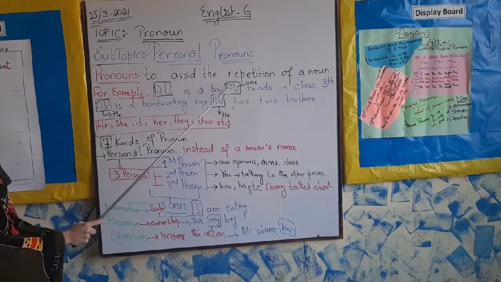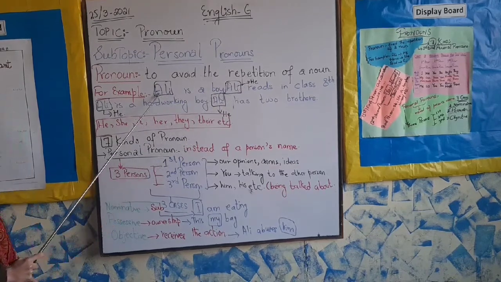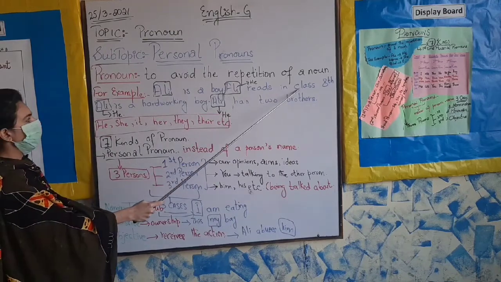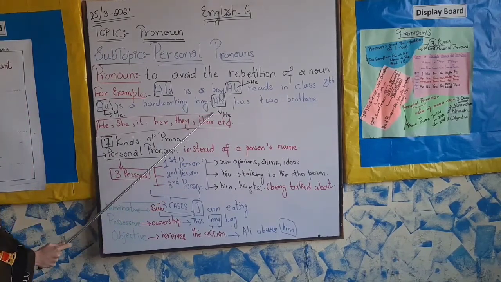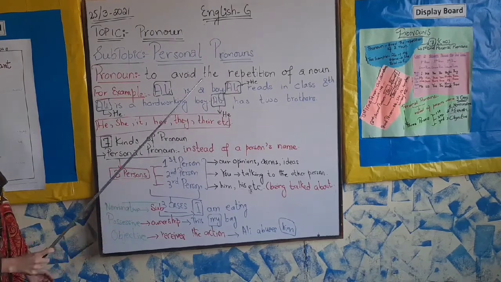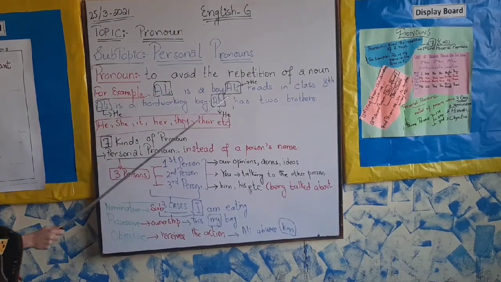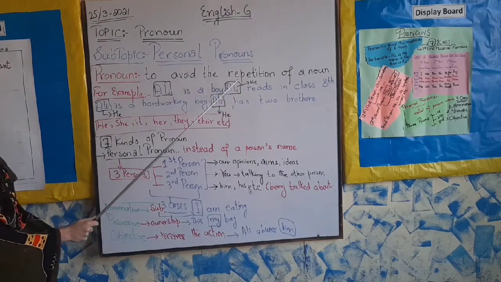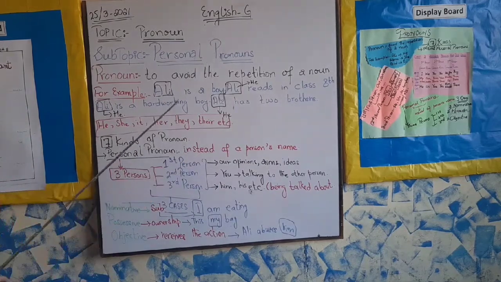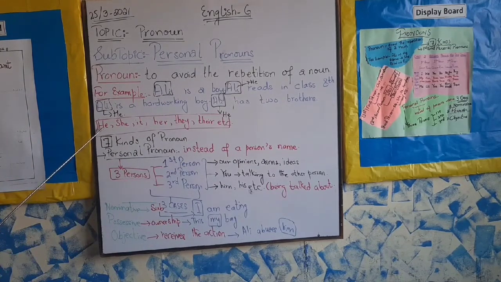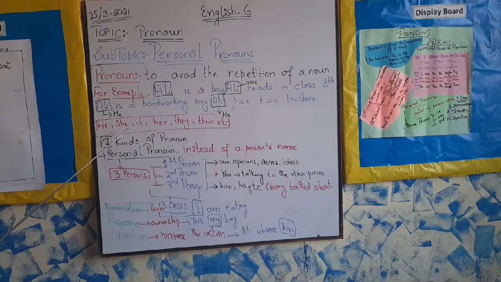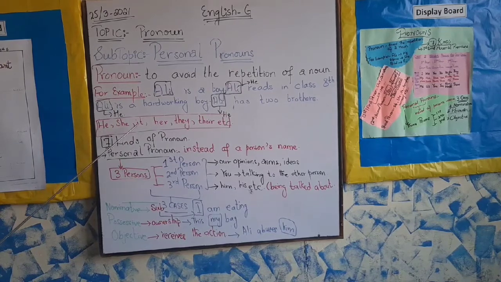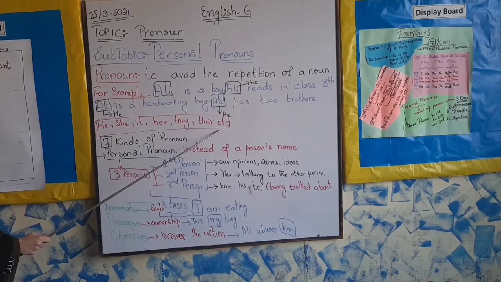I use he instead of the name. Ali is a boy, he reads in class 8, he is a hard-working boy, he has 2 brothers. So I replace Ali with the pronoun he. It is used to avoid the repetition of a noun. And we have a lot of pronouns that we use instead of a noun to avoid its repetition. These are he, she, it, her, they, their, etc.